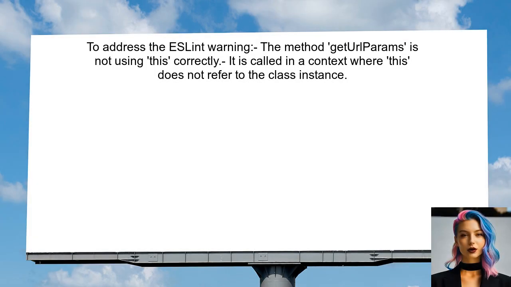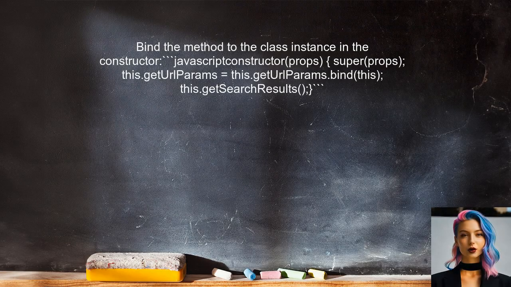To address the issue with the ESLint warning, the user should first understand that the warning indicates that the method getURLParams is not using this correctly. This is because it is being called in a context where this does not refer to the class instance. The user can resolve this by binding the method to the class instance. This can be done in the constructor by adding this.getURLParams = this.getURLParams.bind(this). This ensures that this refers to the class instance when the method is called.